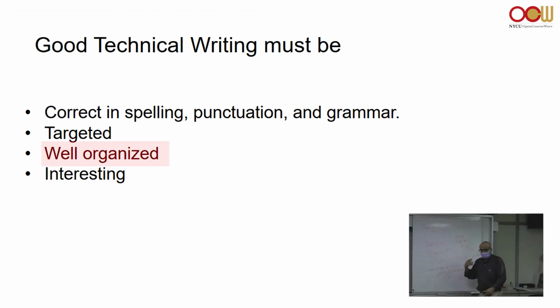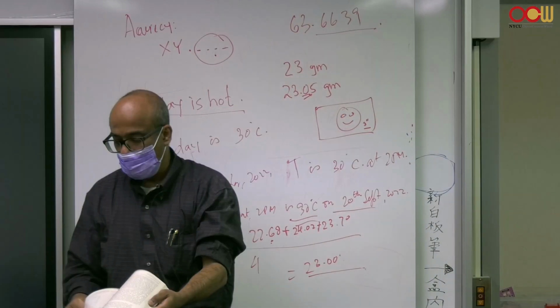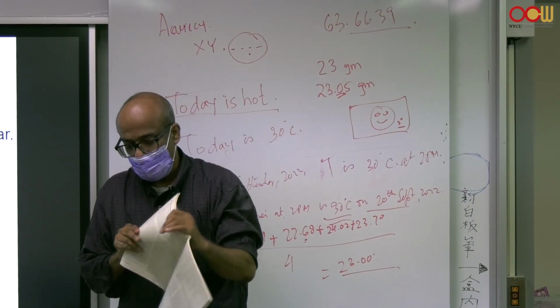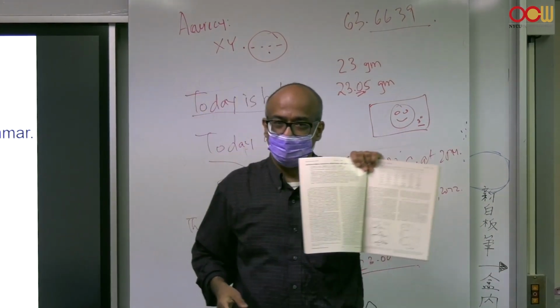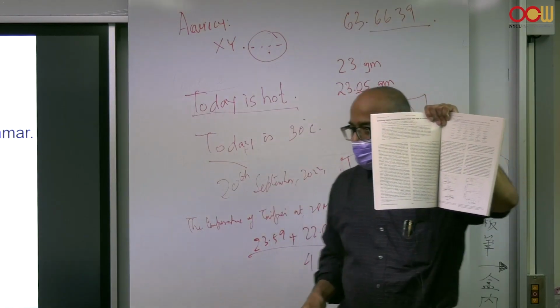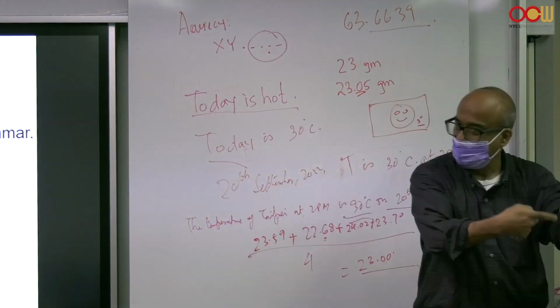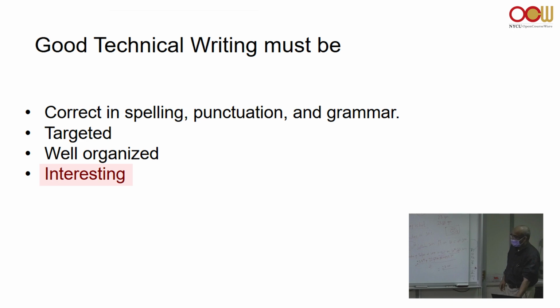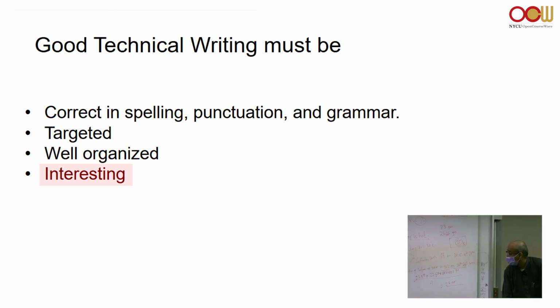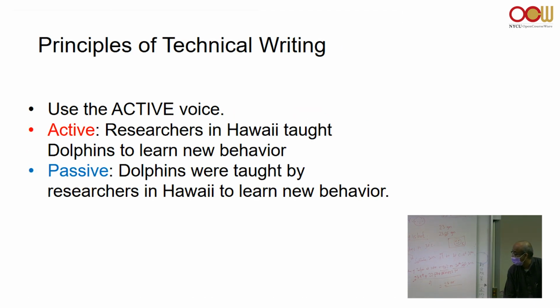Well organized, of course. Any paper that you see, Applied Physics Letters, this is a very good physics journal, you see, they have sections. So that's organized. And interesting. Of course, we will see how this is organized. Interesting is a subjective word, so don't bother too much about making it interesting. If you can make it, that's very good. But interesting is a very subjective thing. You try to make it as interesting as possible.